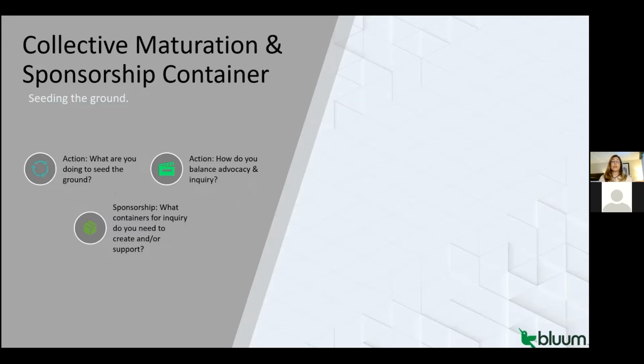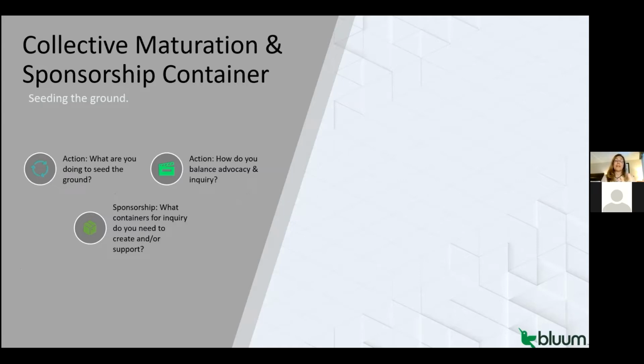With collective maturation and creating sponsorship containers, you're building on the work that you've already done. You've laid the framework in that initial step, in that core group, and now you're going to start to seed the ground and really move the work forward. You have that core group of people, but now you're going to start to make waves.